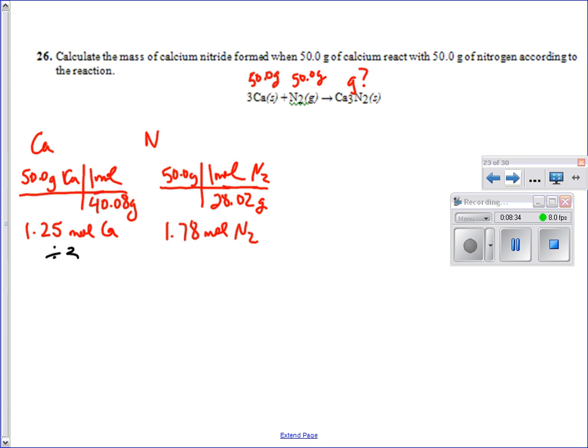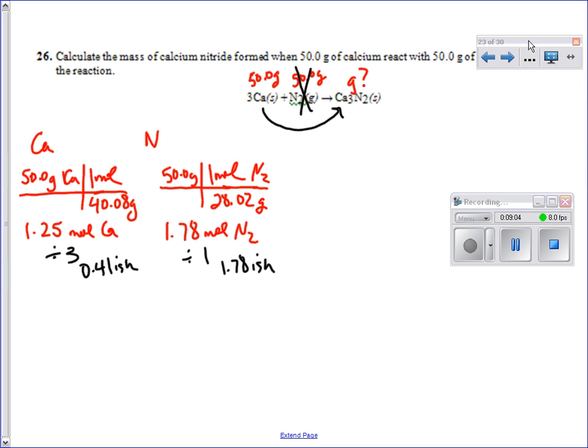Divide by the coefficient. This is a 3. I'm assuming that's the equation's balanced. This is a 1. So this gives me like a point, what? For 1-ish. And this is a 1.78-ish. So which one's going to run out first? Calcium. So this is an excess, and I can do stoichiometry from there to there.